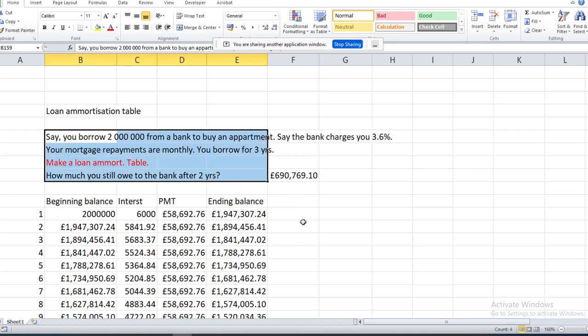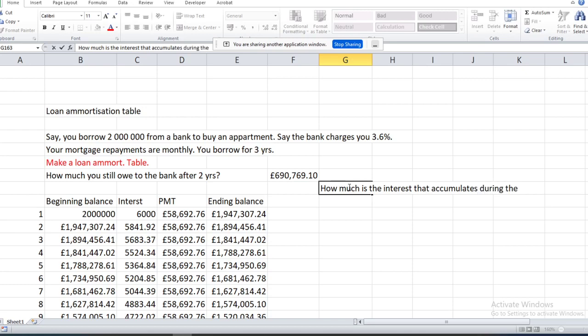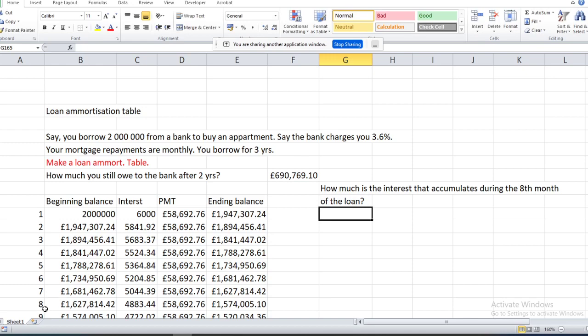So that's how we create amortization tables, and that's how we answer questions about this amortization table. Okay. For example, another question could be, how much is the interest that accumulates during the 8th month of the loan, right? Well, 8 months, the interest that accumulates is extra $4,883.44. So the answer here is equal. 8 months interest during that time, over here, enter. Okay, so this is the last subtopic for today's chapter.